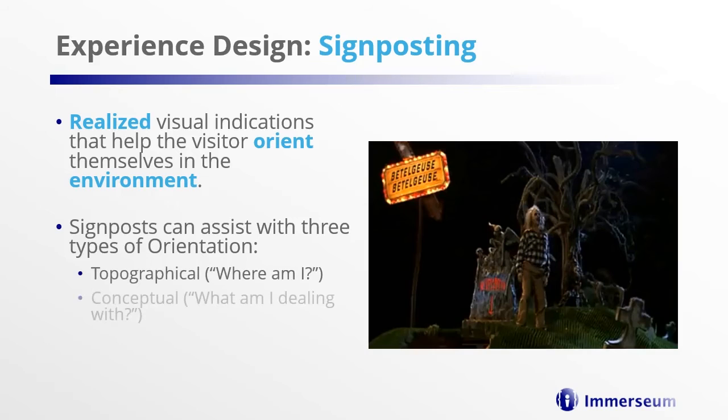And in general, signposts assist with three different types of orientation. There's topographical orientation: where am I? There's conceptual orientation: what am I dealing with? What is the subject of this thing I'm doing? And mechanical orientation: what do I do or how do I do it? Signposting in a VR experience and in a museum helps with all three of these things.